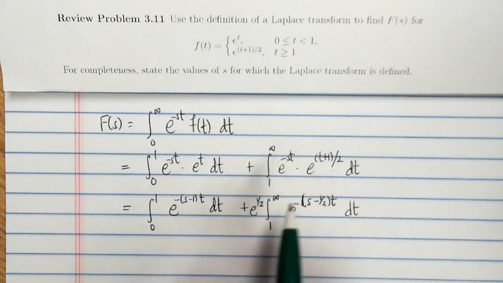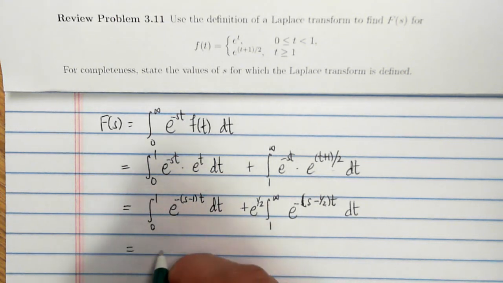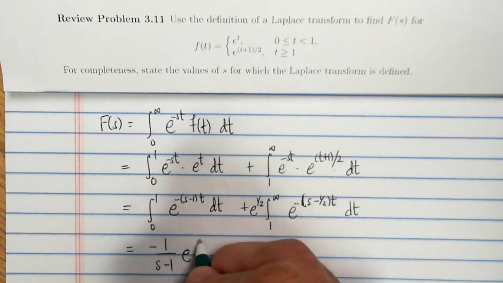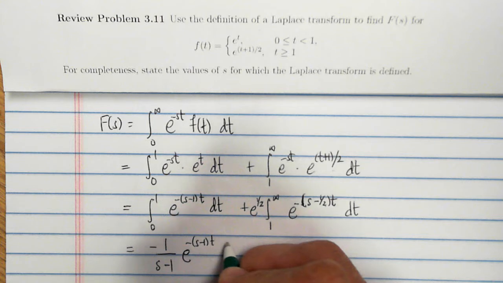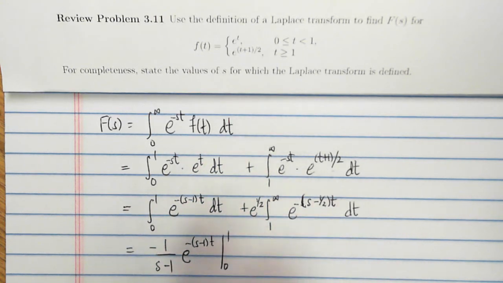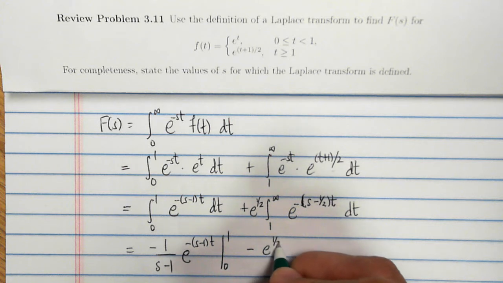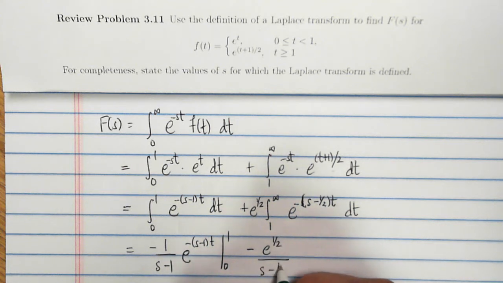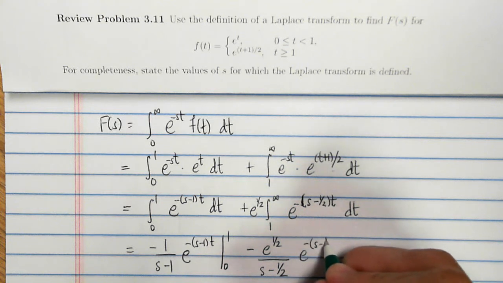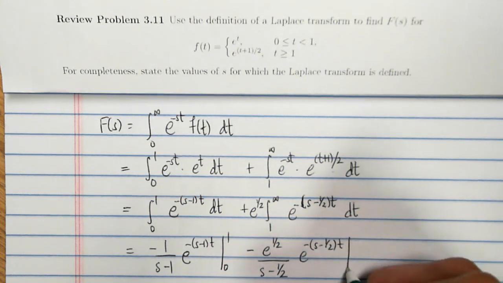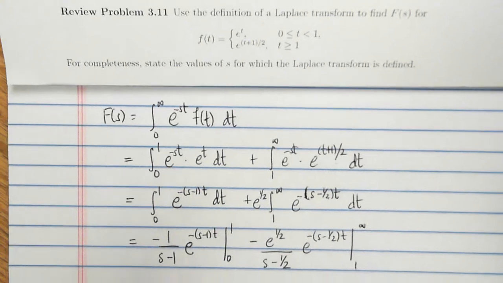And the reason I write it like this is so that I can just use the u substitution to find the integrals. So this works out to be negative 1 over (s minus 1) times e to the minus (s minus 1) t, evaluated from 0 to 1. This second part becomes minus e to the 1/2 over (s minus 1/2) times e to the minus (s minus 1/2) t, and this goes from 1 to infinity.